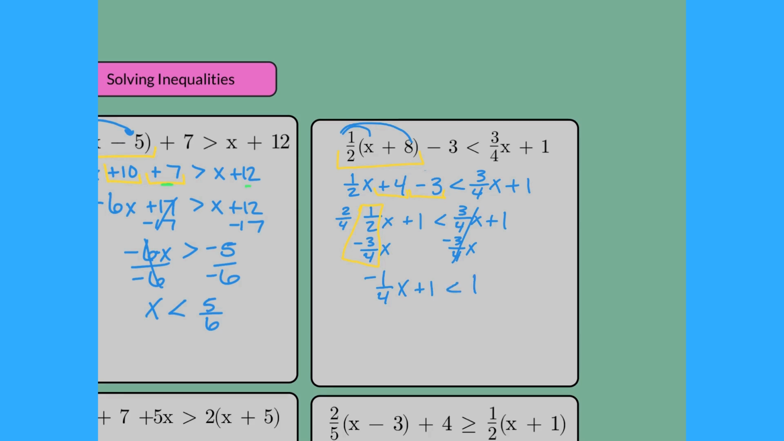And then we just keep solving. So I got to get rid of this positive 1. So I have minus 1 from both sides. And then 1 minus 1 happens to be 0. And that's okay to end up with a 0. That doesn't mean we made a mistake.